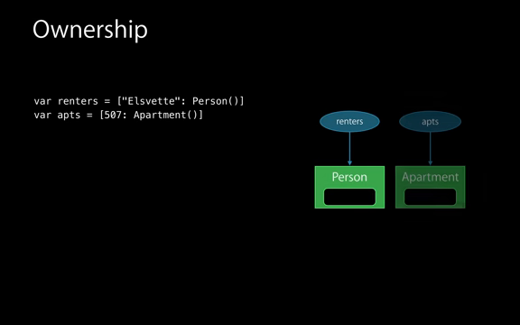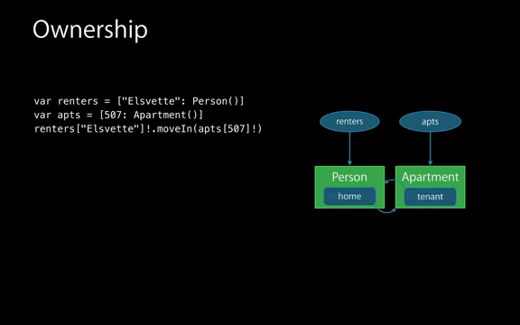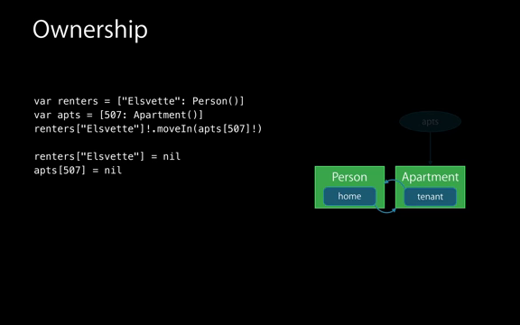Let's set up a dictionary of our renters and our apartments, say we're a landlord. And let's move one of our tenants, Elsvet, into her apartment. Now there's a problem. If she tries to move out, she's trapped. The reference to the apartment keeps her object alive. And even worse, if we try to sell off the property, we're stuck with the deed. Both objects keep each other alive in a reference cycle.